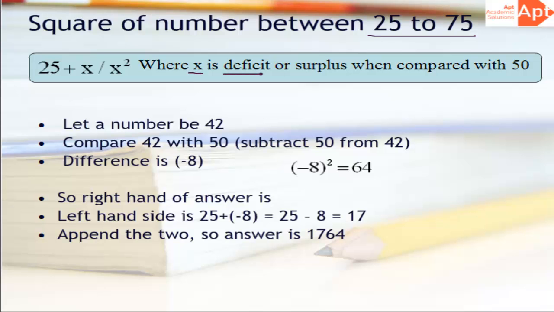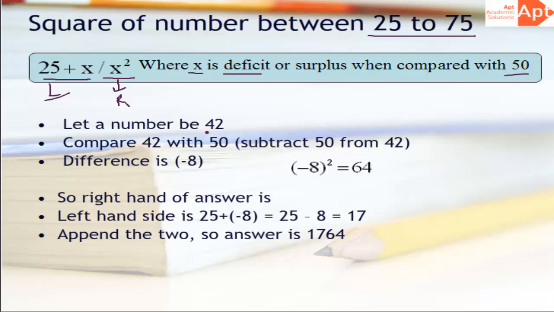X is the deficit or surplus when any number for which I want to know the square is compared with 50. So in the answer, what will happen? The x square is going to be our right hand side and 25 plus x is going to be our left hand side. Okay, let's take one example.